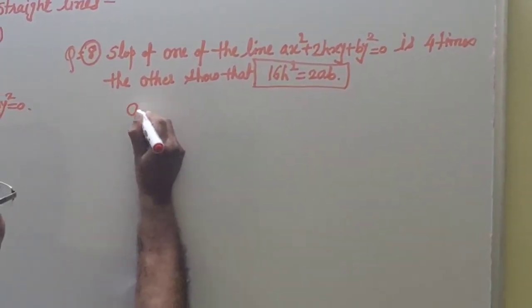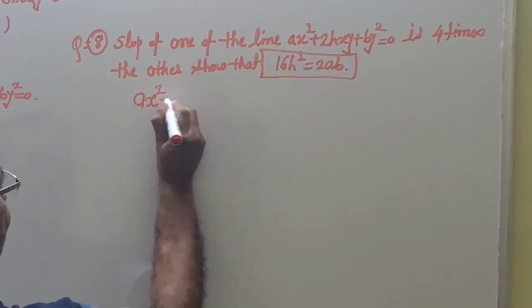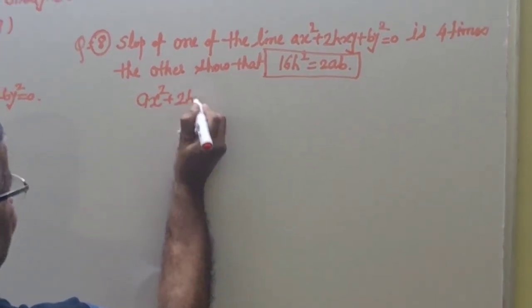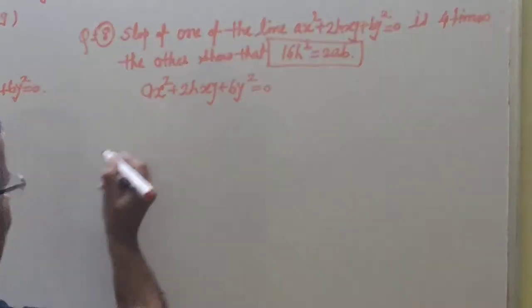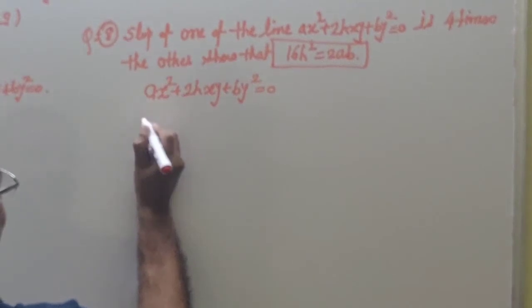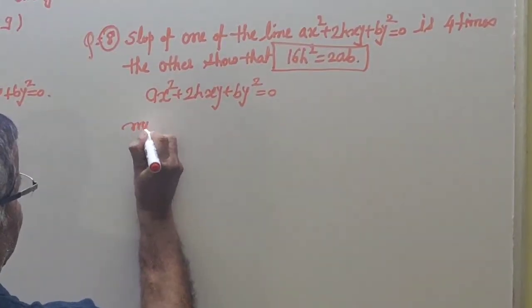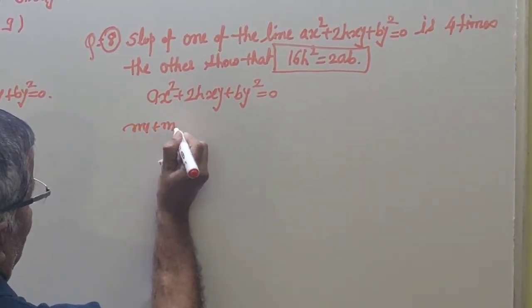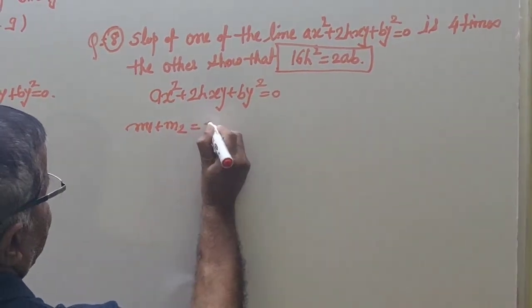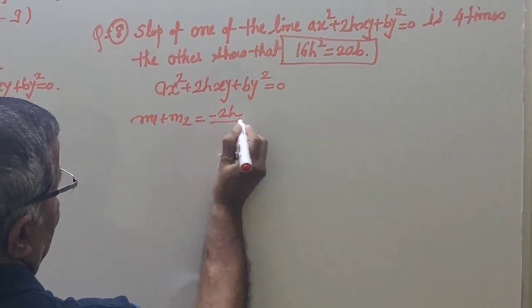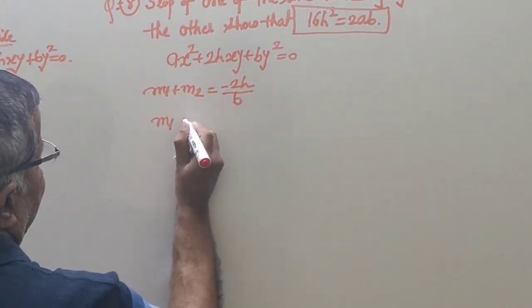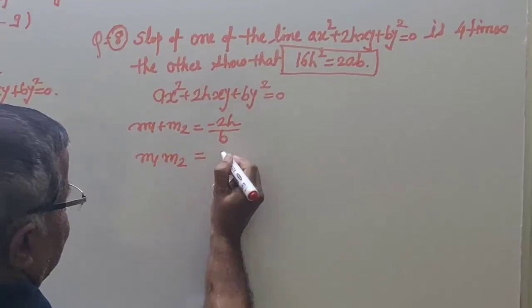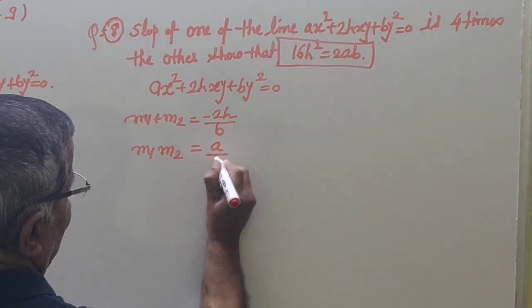Okay, what is given here? ax² + 2hxy + by² = 0. Now, what is m1 + m2? You know the formula, I already told you: -2h/b. And m1 into m2 is equal to a/b.